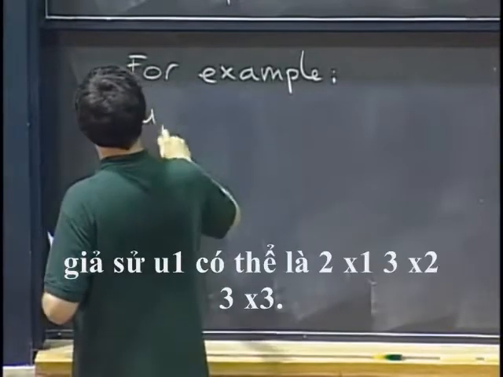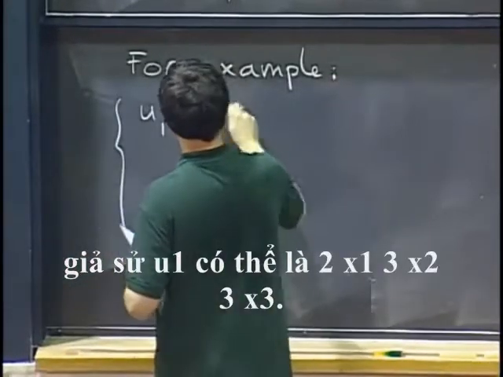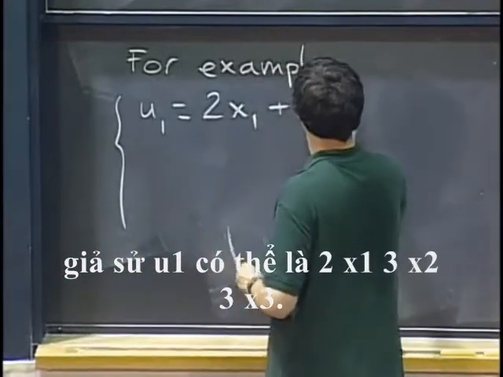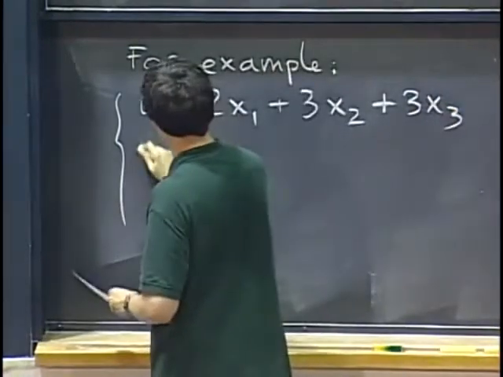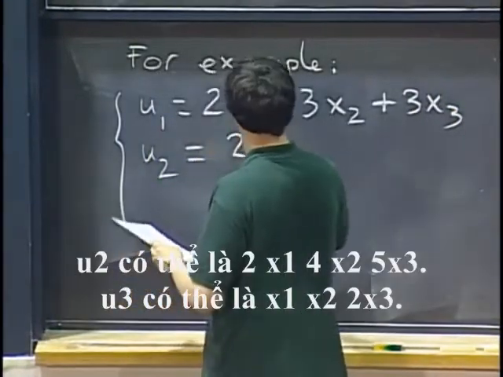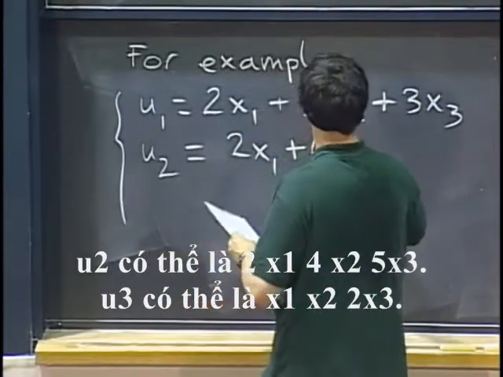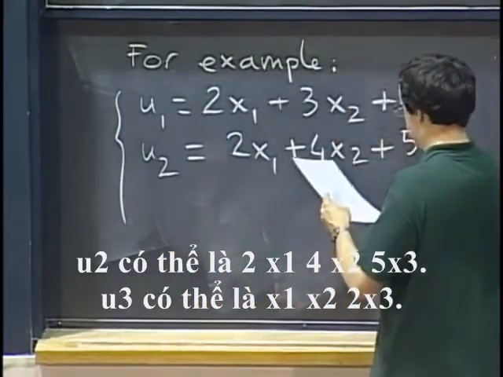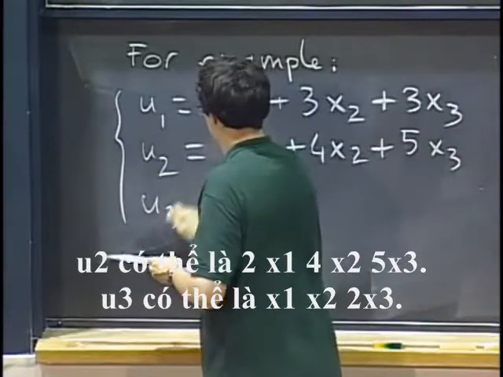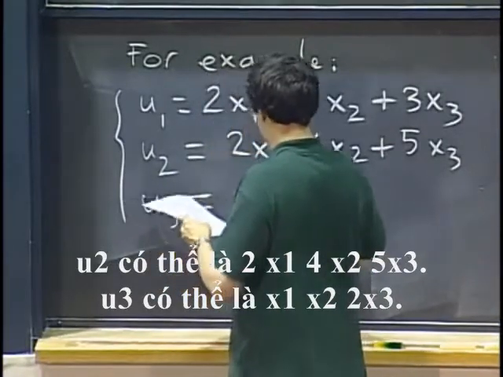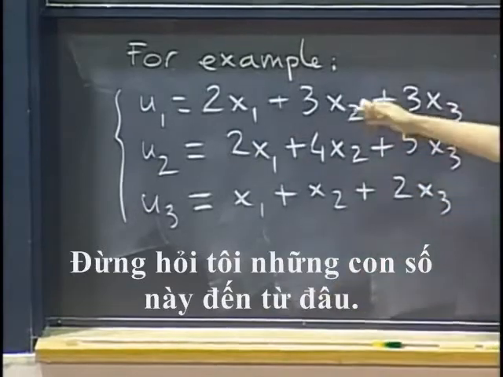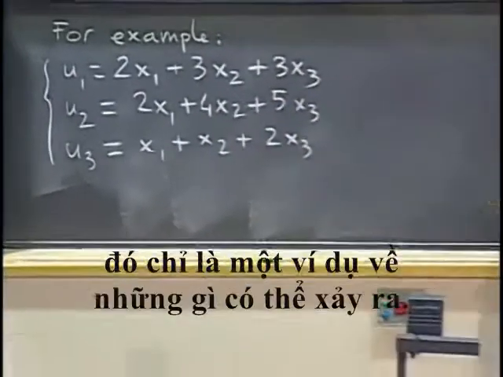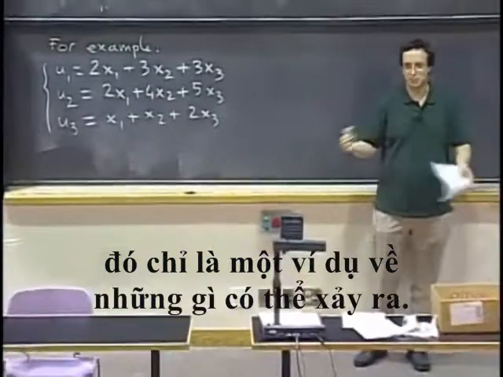Let's say, for example, u1 could be 2 times x1 plus 3 times x2 plus 3 times x3. u2 might be 2 times x1 plus 4 times x2 plus 5 times x3. u3 might be x1 plus x2 plus 2 times x3. Do not ask me where these numbers come from. I just made them up, okay? That's just an example of what might happen.